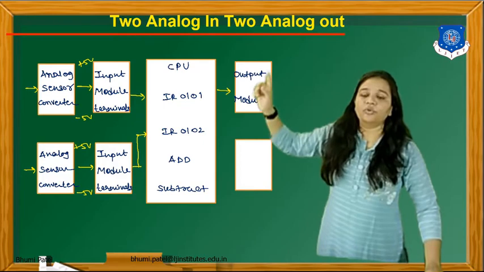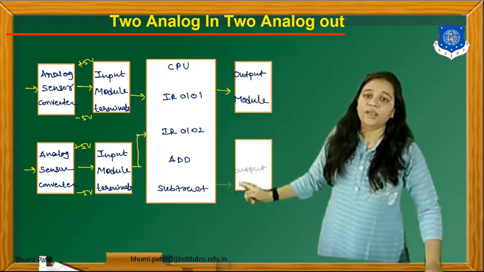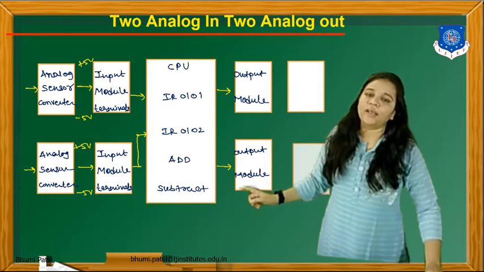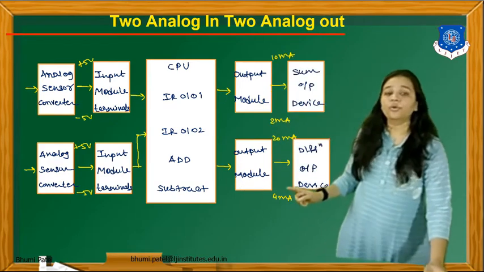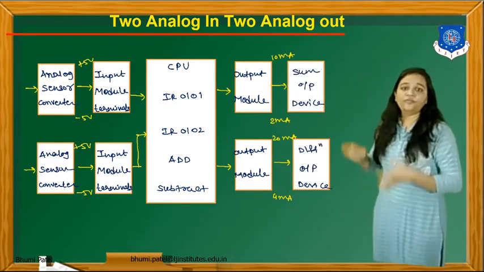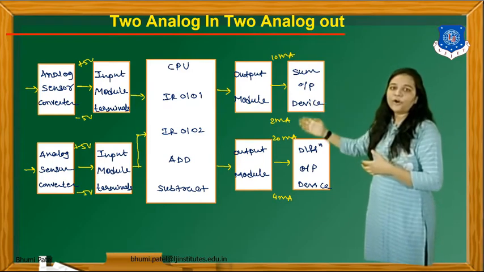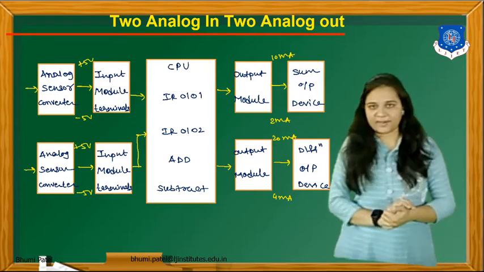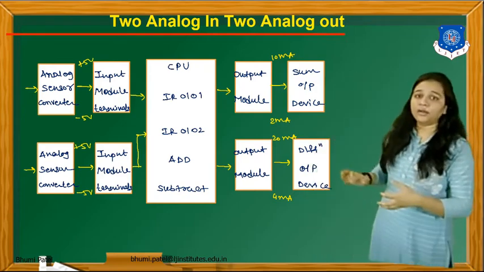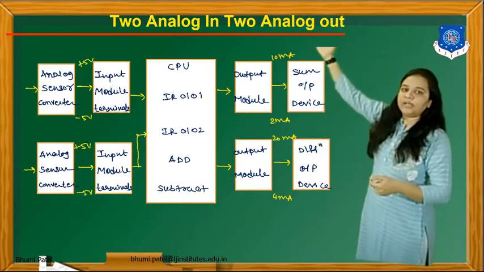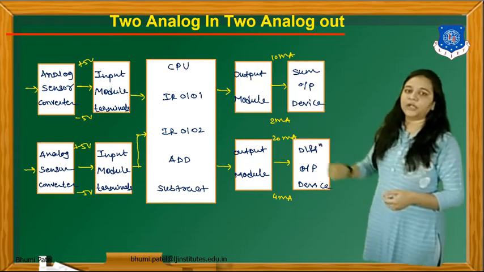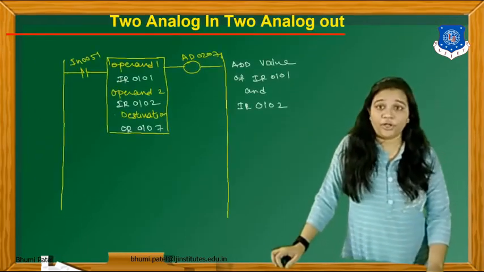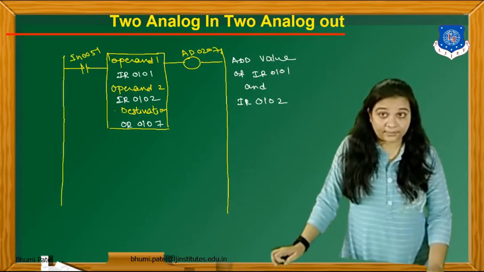Addition will be given to the first output module and subtraction answer will be given to the second output module, and then we have to show the sum for this particular one analog output device and difference for the other analog output device, and the range will be taken 2 milliampere to 10 milliampere and 4 milliampere to 20 milliampere. Okay, so first of all the program we have to add.